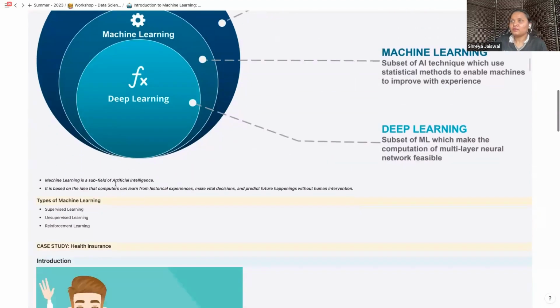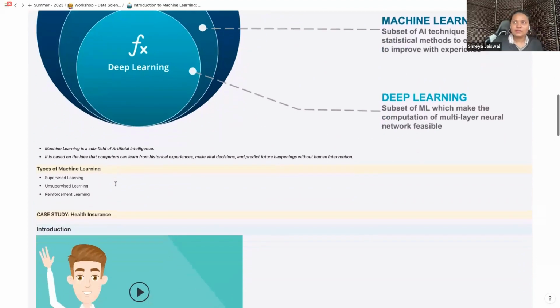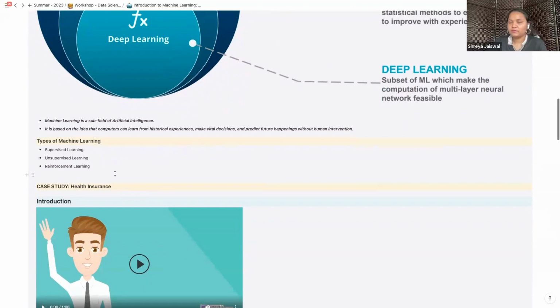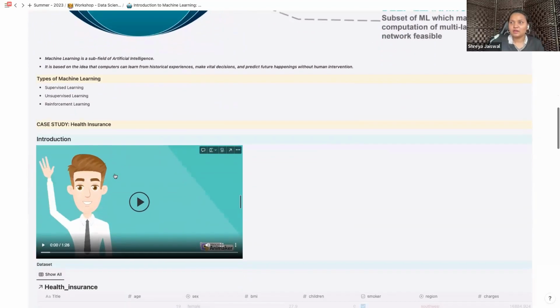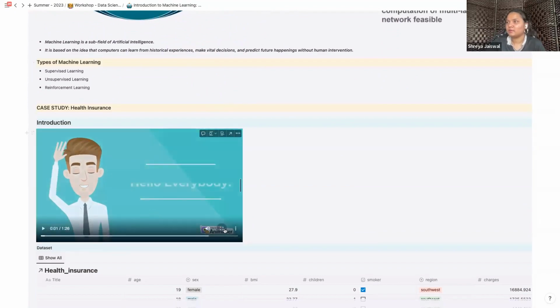So let's move on to the types of machine learning. There are basically three primary types of machine learning: supervised learning, unsupervised learning, and reinforcement learning. Before I go into detail about these three types, let's hear about this case study.